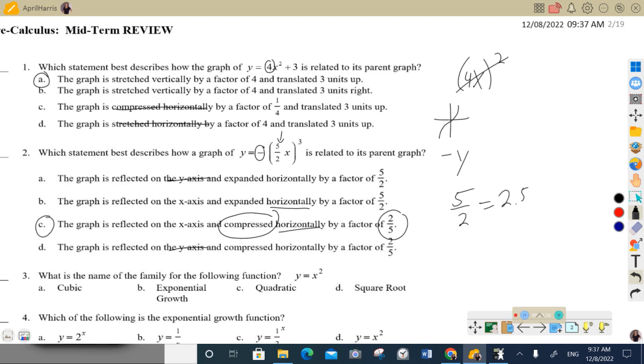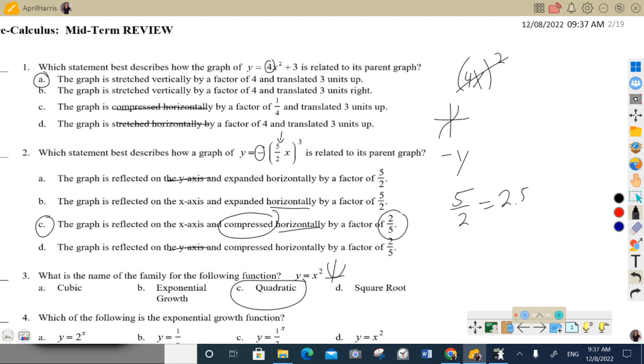Okay, 3 should be an easy one. What is the name of the family for the following function? What is x squared? Quadratic. Some advice that y'all didn't take during the first tests. Let's say you can't remember the names. Could you graph it and maybe the shape would help you? Because that's going to be a parabola opening up.